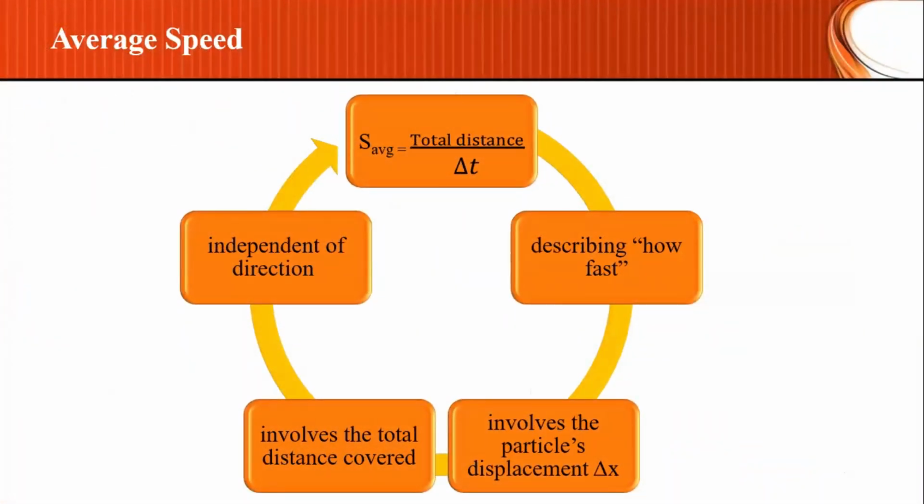Average speed. s average is a different way of describing how fast a particle moves. Whereas the average velocity involves the particle's displacement Δx, the average speed involves the total distance covered, for example, the number of meters moved, independent of direction. That is, s average equals total distance over Δt. Because average speed does not include direction, it lacks any algebraic sign.